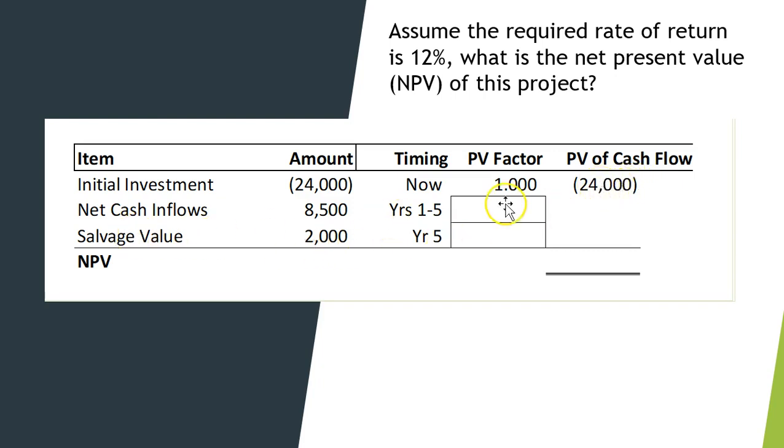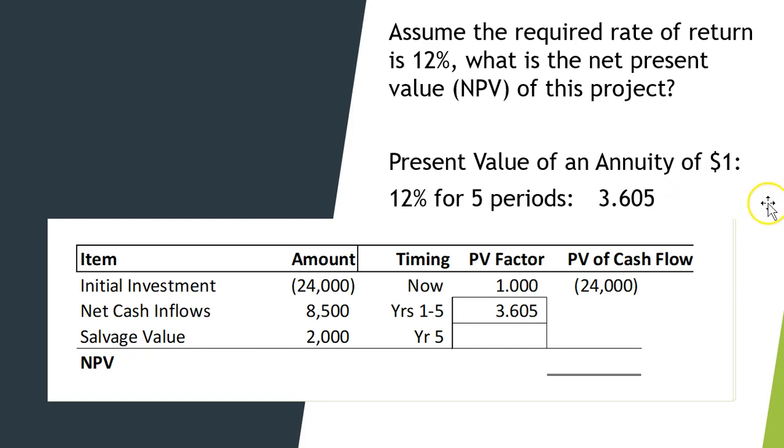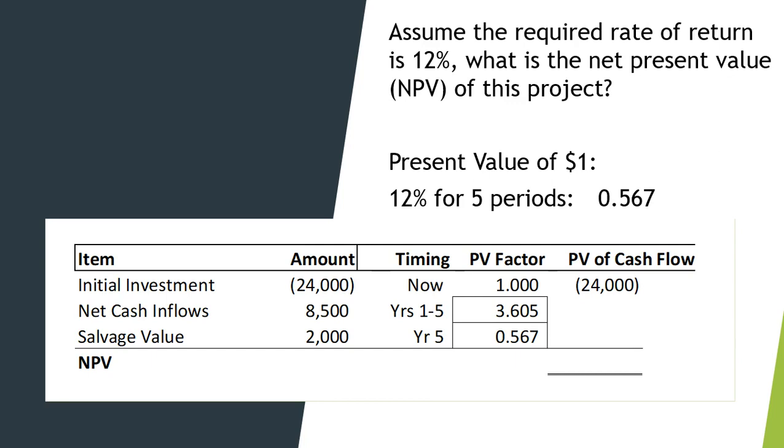I need to find the factor for the cash inflows. This is an annuity. It happens every year for 5 years of $8,500. And I need to find the factor for the salvage value of $2,000 that happens at the end of 5 years. So the present value of an annuity for 12% for 5 periods is 3.605. So I plug that number in there. The present value of $1, 12% for 5 periods is 0.567, so I plug that number in there.